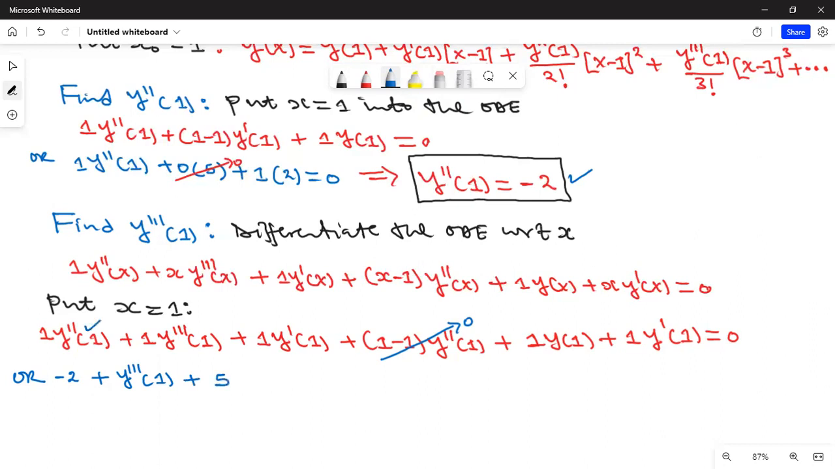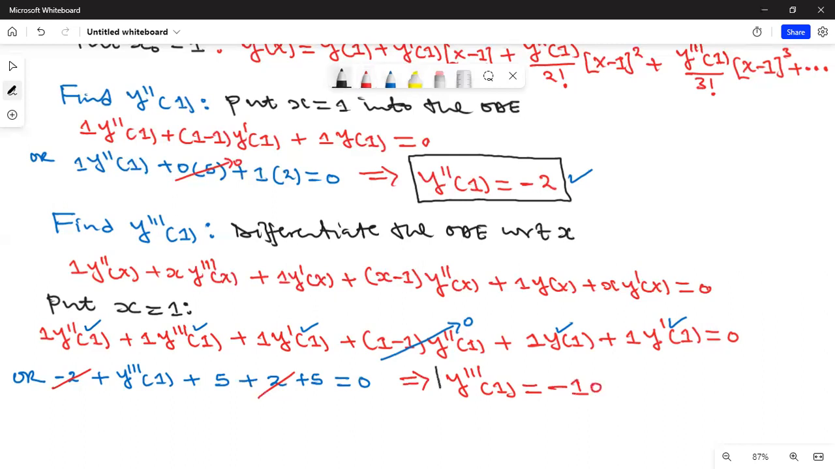Remember, I'm through with this, and this. Now we go to this y of 1, that was 2. So 5 plus 2. And lastly, this one, y prime, that is another 5, is equal to 0. So you see the -2 and 2 will cancel. So 5 plus 5 is 10. So this means the third derivative at 1, y third prime at 1, what will it give us? -10.